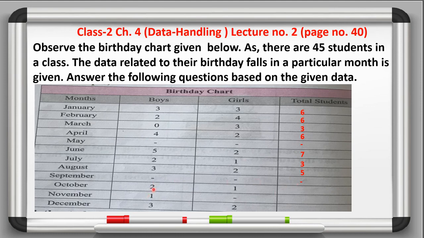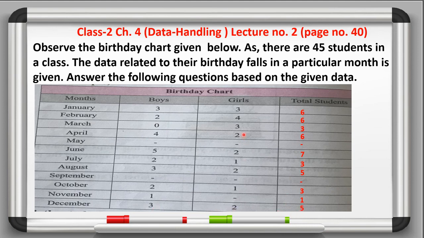Now in October month, 2 plus 1, 3. So here we will write 3. And in November month, 1 plus dash means 0. So 1 plus 0 is 1. And in December month, 3 plus 2, that is equal to 5.